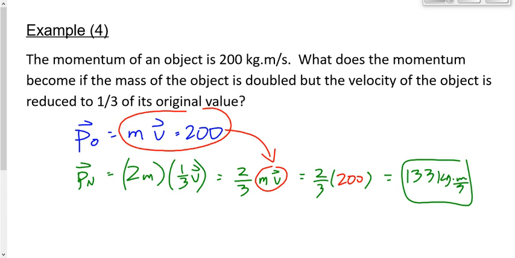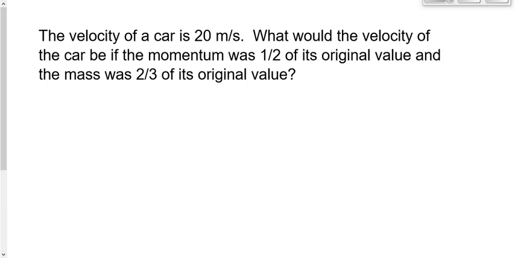All right, I don't have any of these on your worksheet, but I do have one on the board here right now. I'd like you to just take a look at this question and see what you can do over the next 2 minutes with this question. All right, so the velocity of our car is 20 meters per second. We want to know what the velocity would be if the momentum was half of its original value and the mass was 2/3 of its original value.